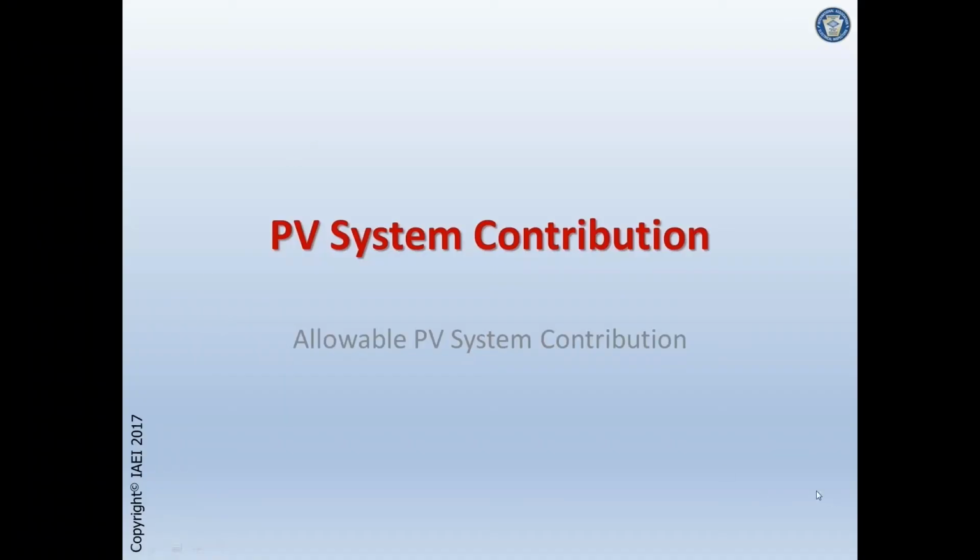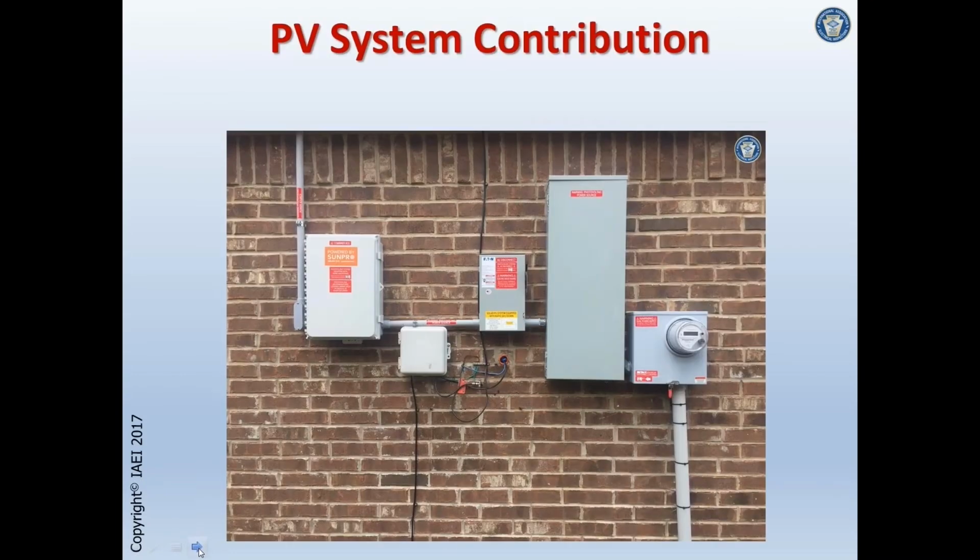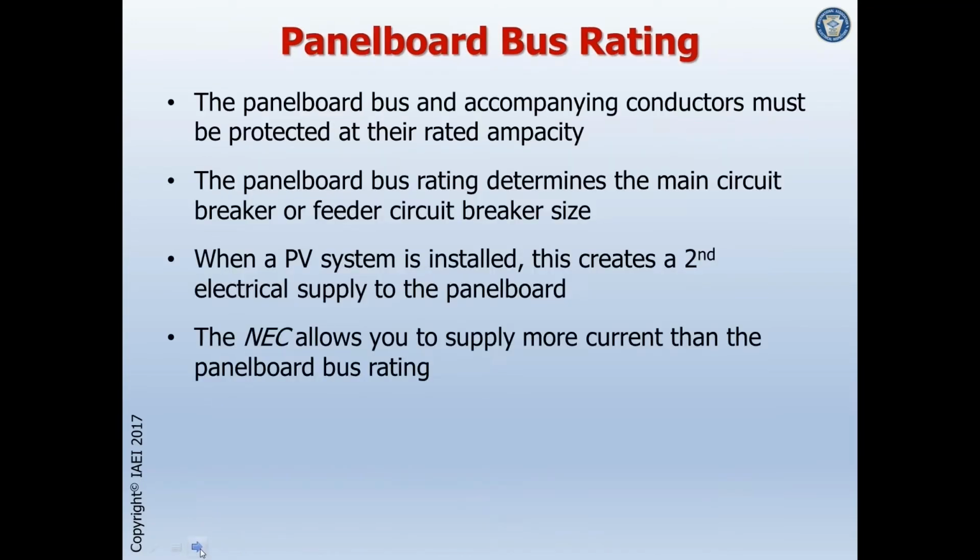So let's move to PV system contribution. There is an allowable PV contribution based on Panelboard Bus Rating and overcurrent protective device sizing. So in this case, going back to our system we started with, we're talking about this PV system, the AC output into this distribution panel board. Is there an allowance? And the answer is yes. There's an allowance for maximum.